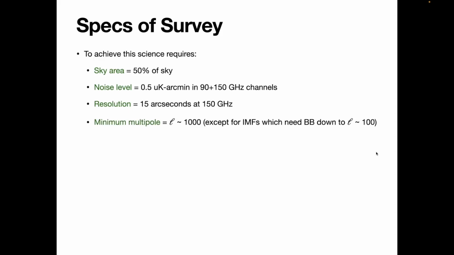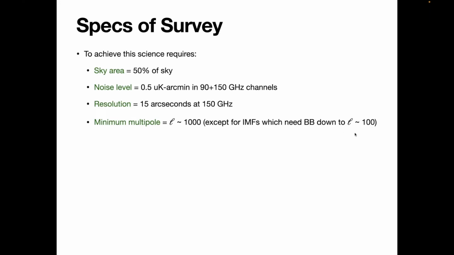And then because we're talking about a big dish, obviously, because we have high resolution, the minimum multipole that we need for every single science case I mentioned, except for the inflationary magnetic fields, is only 1,000. And so that's good because it is hard to achieve low multipoles with a big dish. And so if this science is not able to be achieved, then so be it. But if you can achieve BB measurements down to L of 100, then you can achieve that science as well.